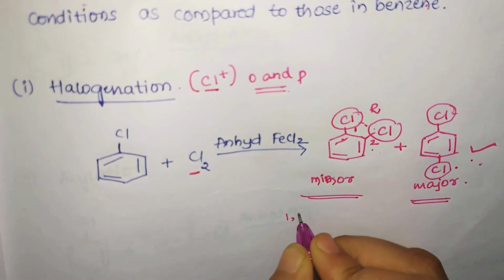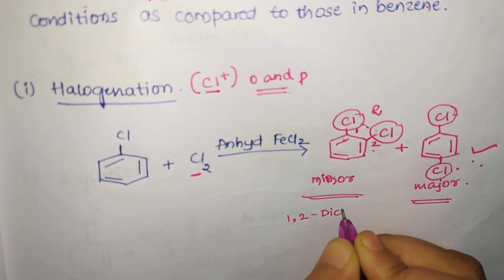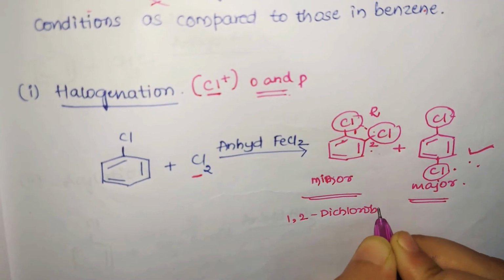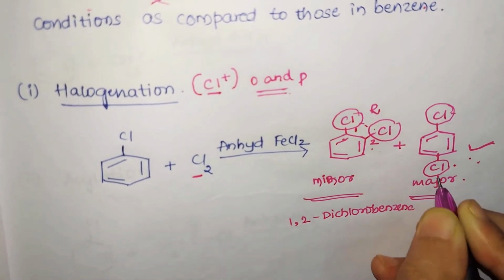So we'll name this with a chloro group on the first and second carbon atoms. So it becomes 1,2-dichloro. The parent ring is benzene. So the name is 1,2-dichlorobenzene.